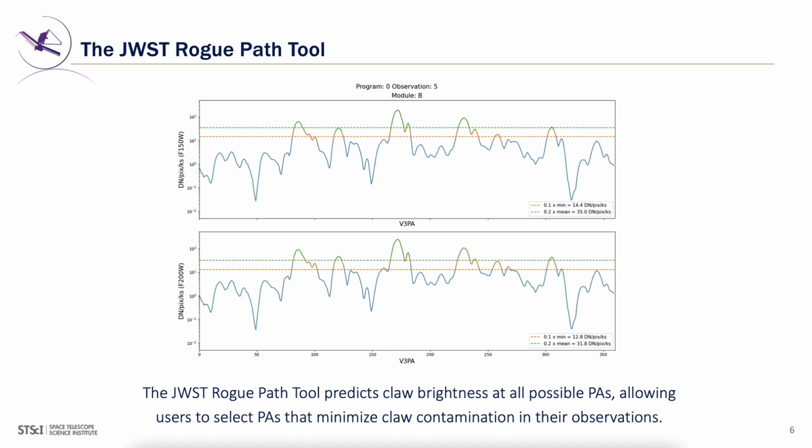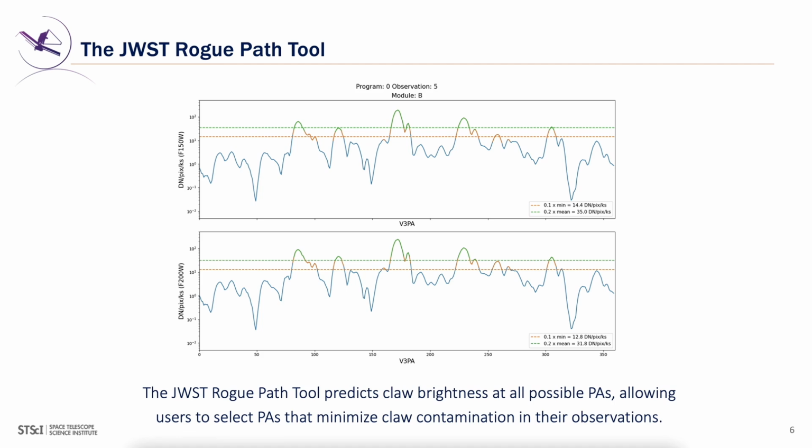So what the Rogue Path tool does is it leverages all of this information we know about claws to predict how much claw flux will appear in a given observation. It bases this prediction on the total brightness of stars in the Rogue Path and runs it across all possible V3 position angles. The output from the tool, shown here, displays the predicted claw flux as a function of position angle. Users can then use this information to adjust their observations in APT to restrict the V3 angle to ranges that minimize predicted claw contamination.